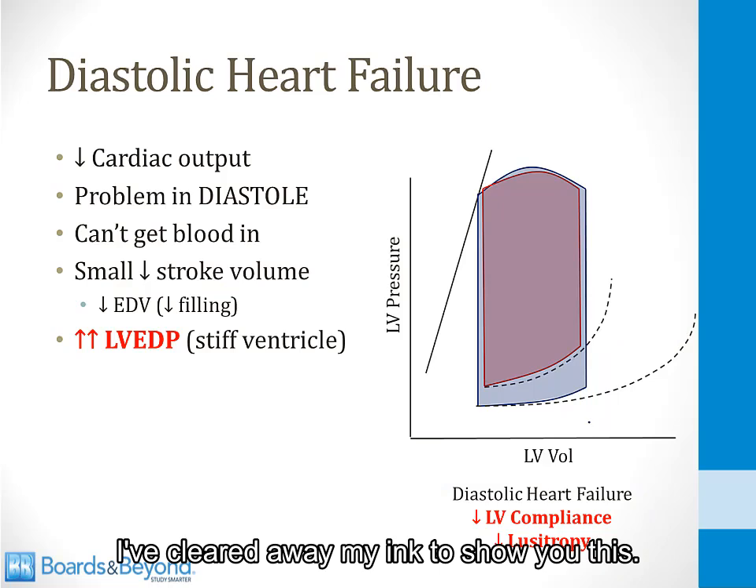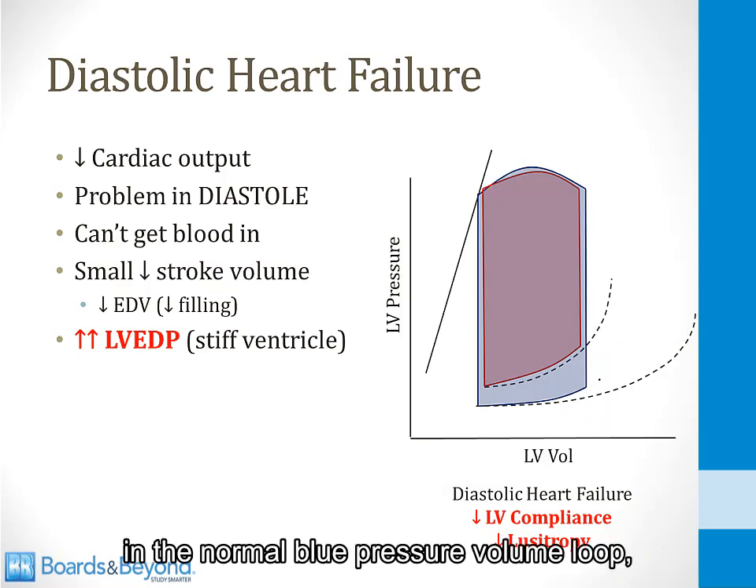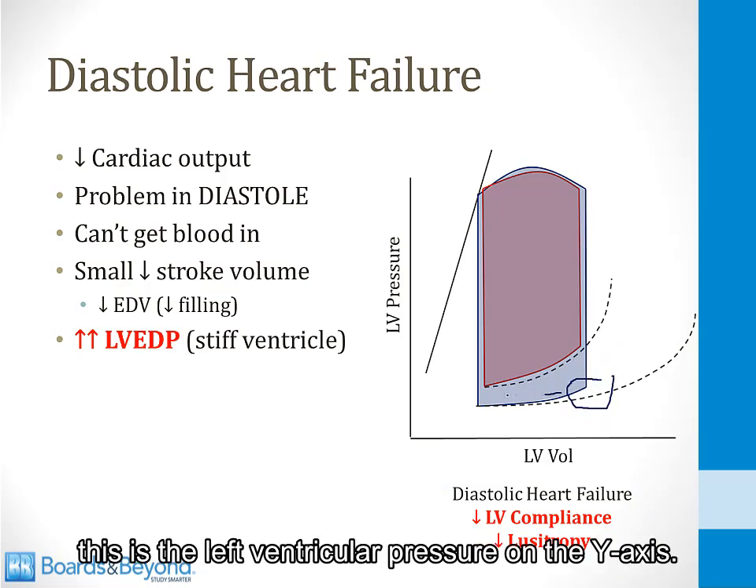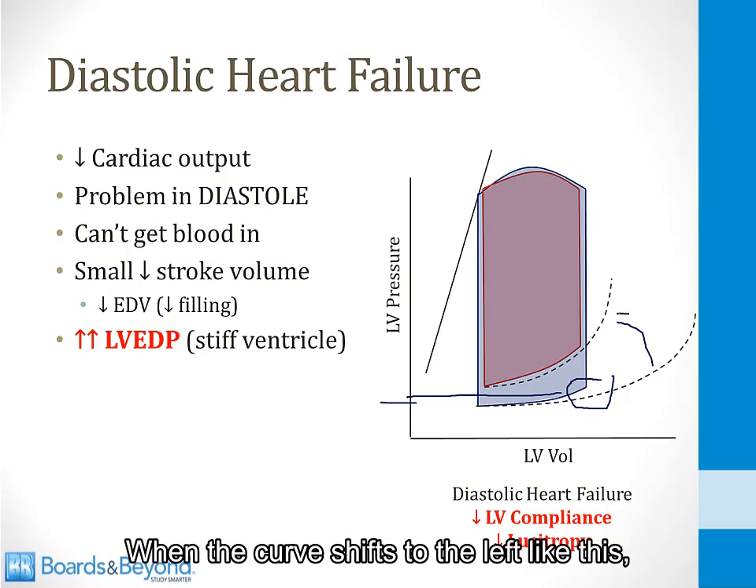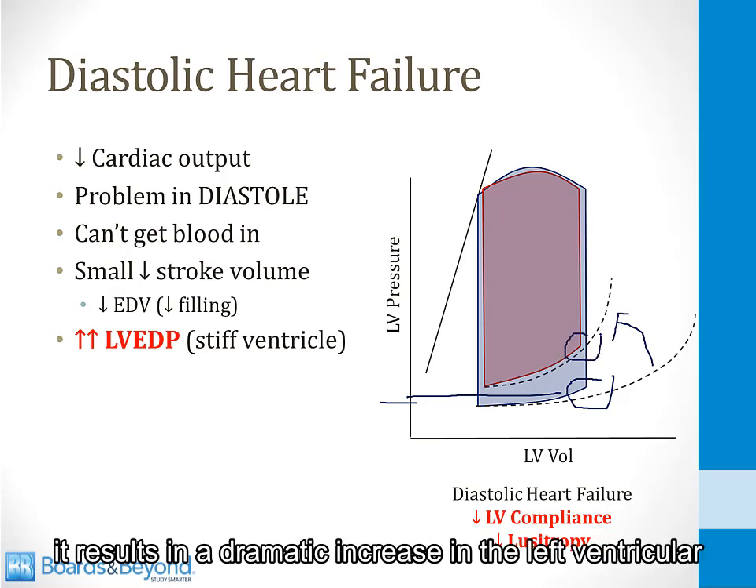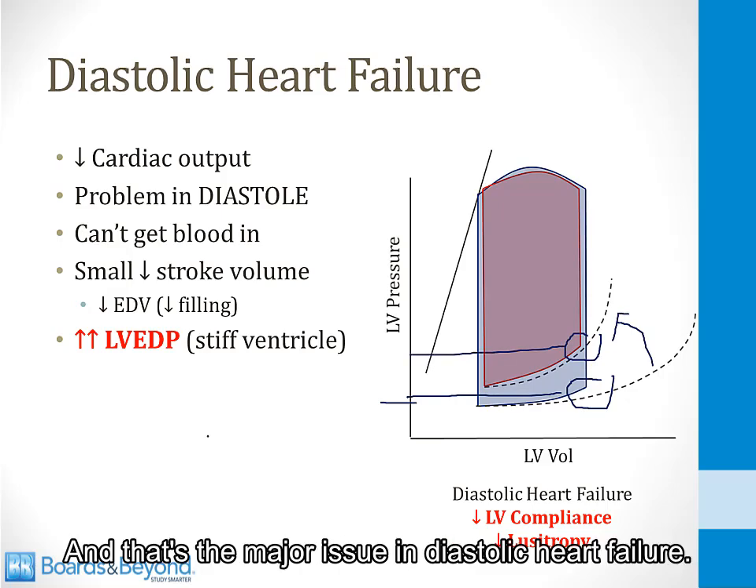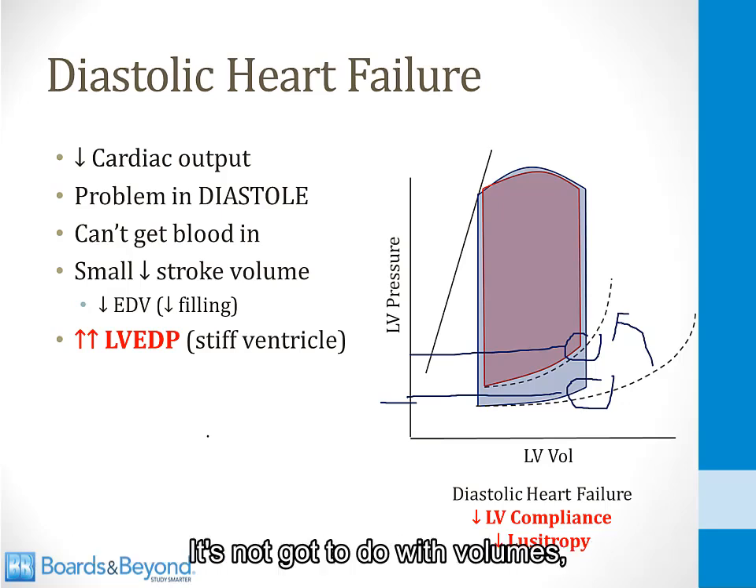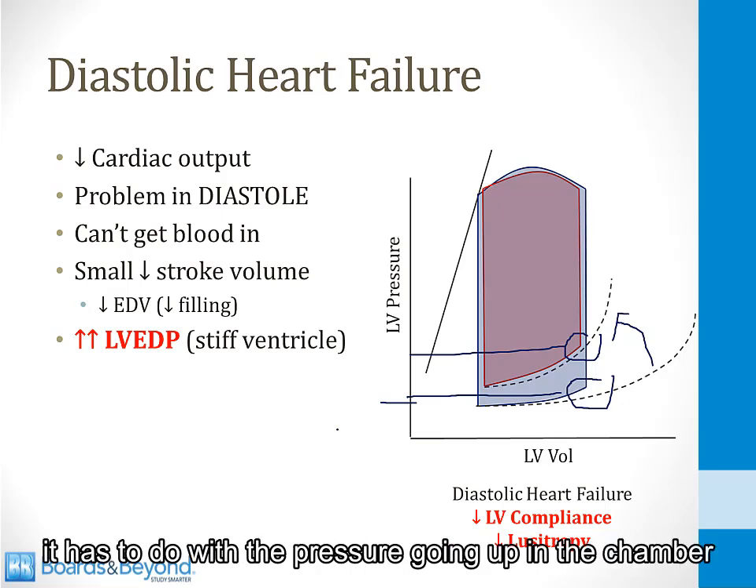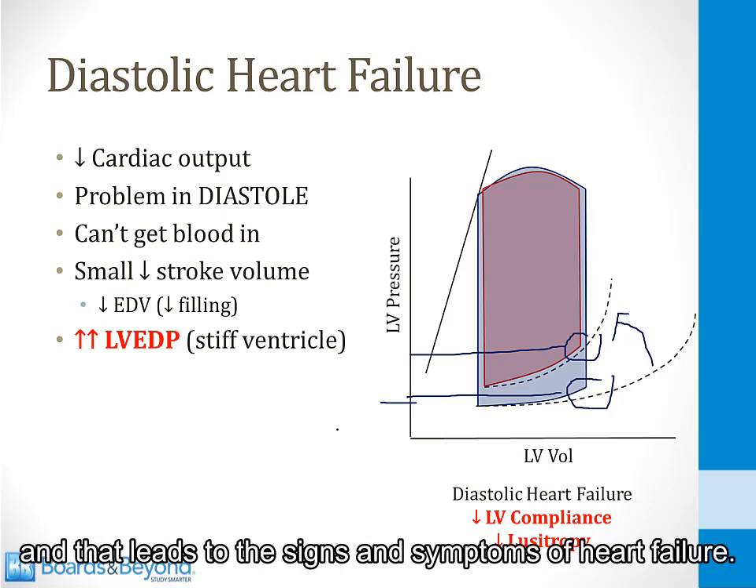I've cleared away my ink to show you this. So at the end of diastole in the normal blue pressure volume loop, this is the left ventricular pressure on the y-axis. When the curve shifts to the left like this, it results in a dramatic increase in the left ventricular pressure at the end of diastole. And that's the major issue in diastolic heart failure. It's not got to do with volumes. It has to do with the pressure going up in the chamber, and that leads to the signs and symptoms of heart failure.